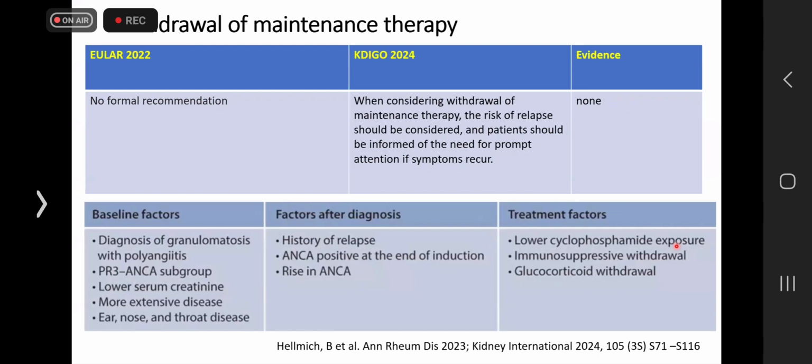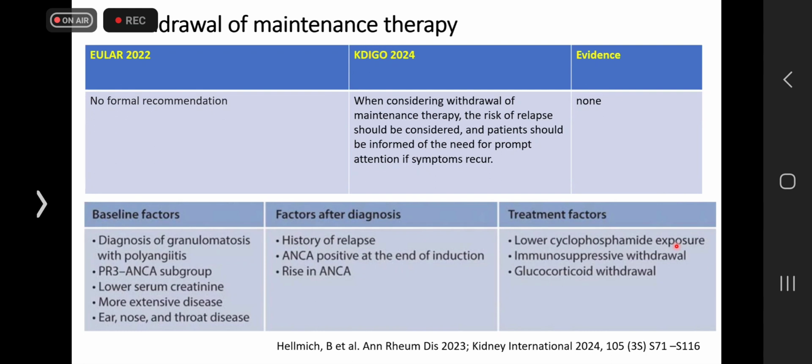So what are the factors that you take into consideration? The baseline factors that predict who's at high risk of relapse. If you have a GPA phenotype, if you have the PR3 ANCA serotype or low serum creatinine, ENT disease, you're going to be at a higher risk for relapse. If you've already had a relapse, if you remain ANCA positive at the end of induction treatment, or there is a persistent rise in ANCA, again, you are at high risk of relapse.